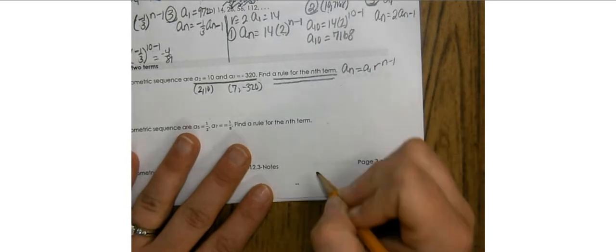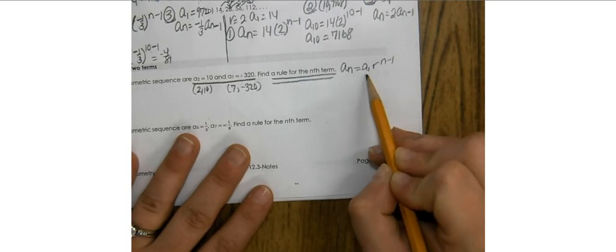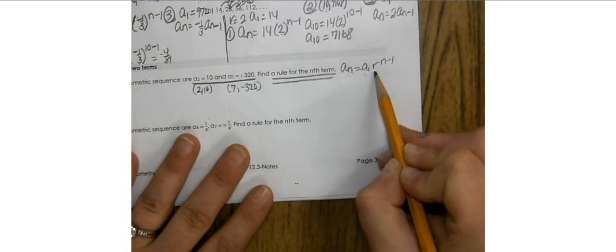Then we want to write a rule for the nth term, which once again means that we're writing it as an explicit rule: a sub n is equal to a sub 1 times r to the n minus 1 power. In order for us to write this rule, we need to know 2 pieces of information. We need to know the first term of our sequence, and we also need to know what our multiplier is.